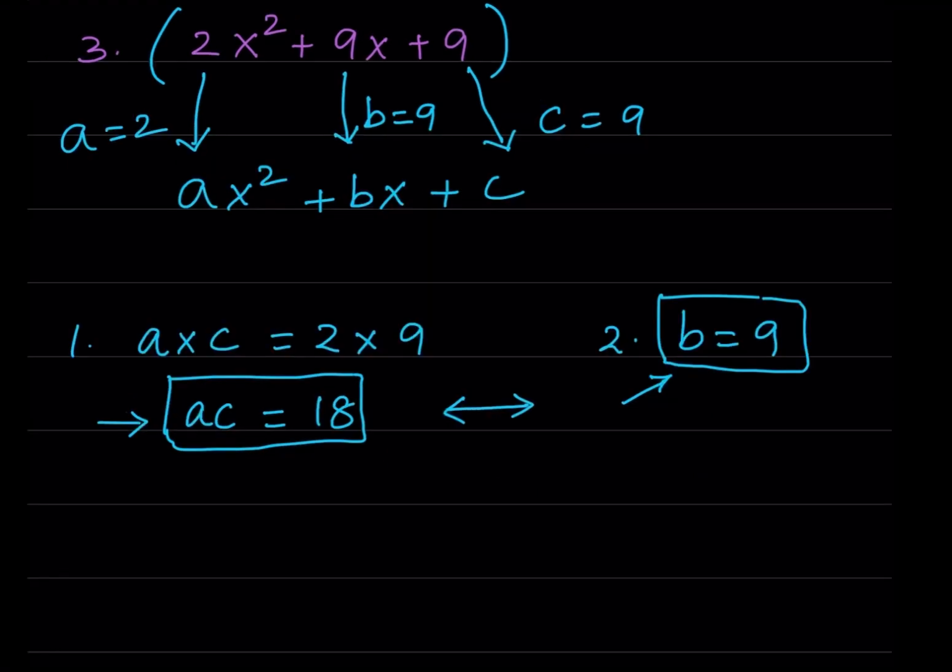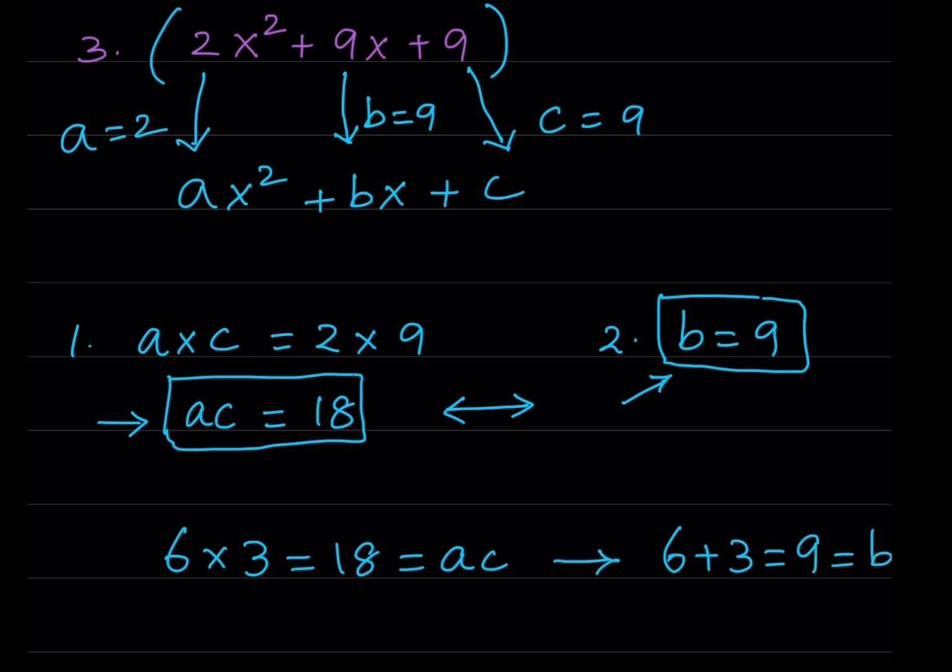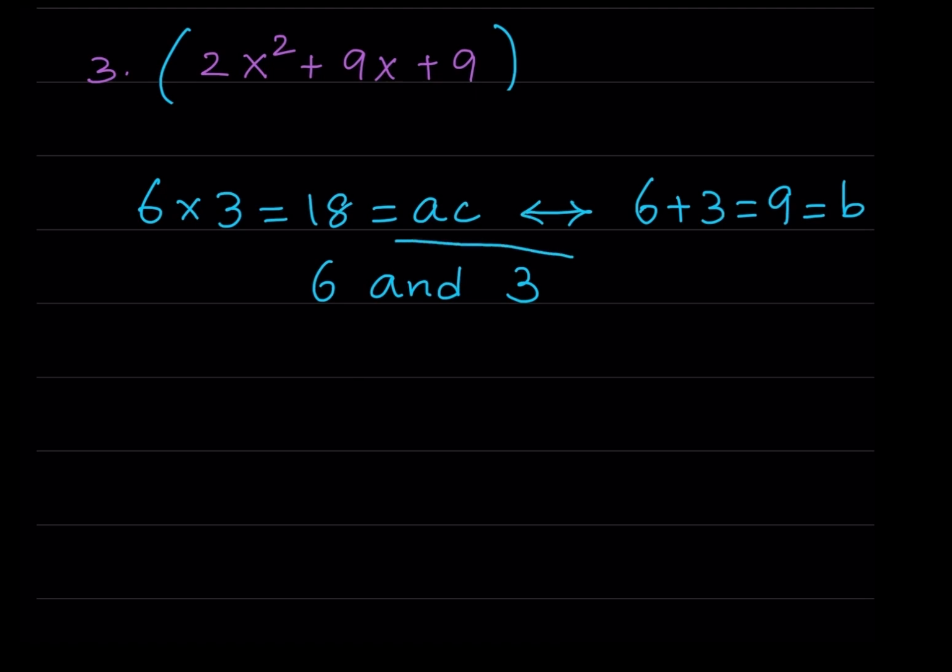Let's try the numbers 6 and 3. So when you multiply 6 and 3, which is equal to 18, that is ac. And when you add the same two numbers, 6 plus 3, which is equal to 9, that is equal to b. So it satisfies both the conditions. So the numbers are 6 and 3. Now we know the numbers are 6 and 3. I am going to solve this problem.